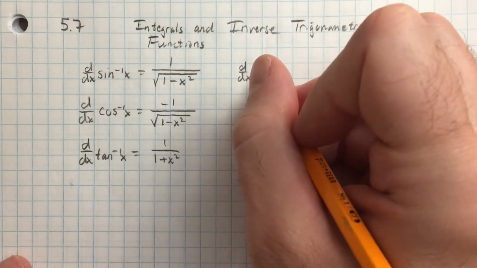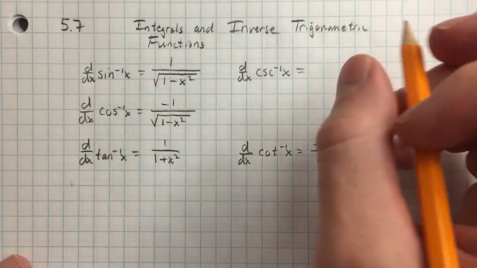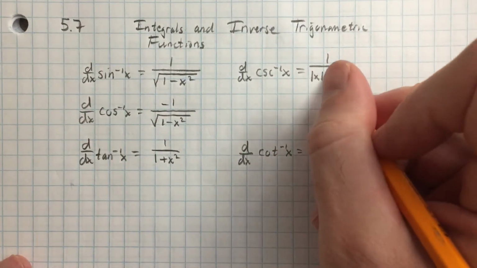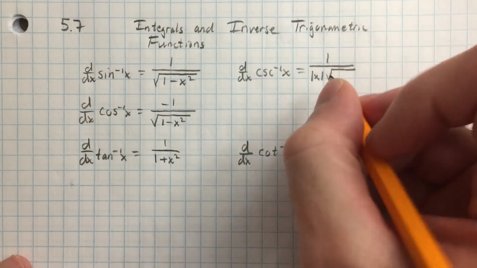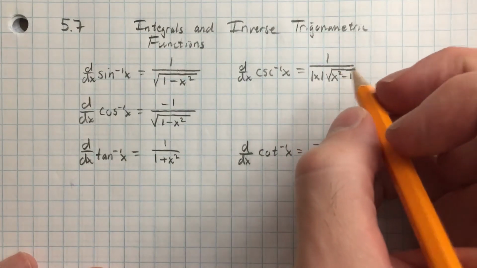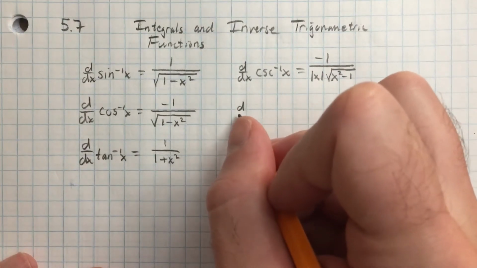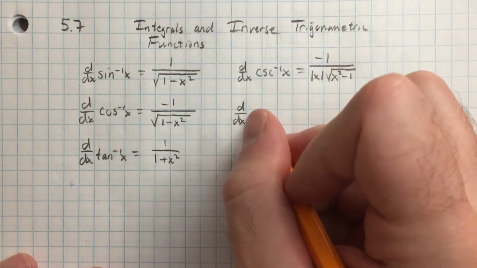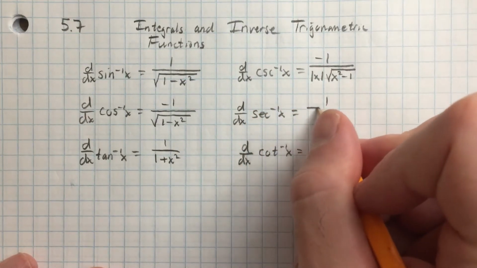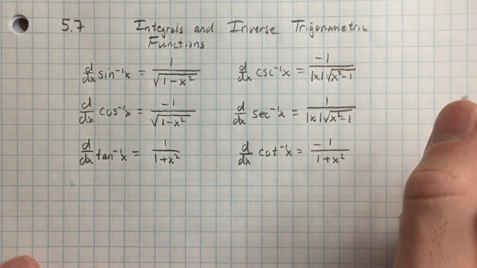We had cosecant inverse, which was 1 over magnitude x, root of x squared minus 1. Only that one was negative. And then we had the one for secant inverse was the positive one. But the same structure. Magnitude x, root of x squared minus 1.